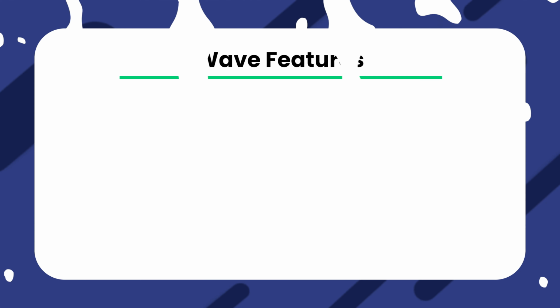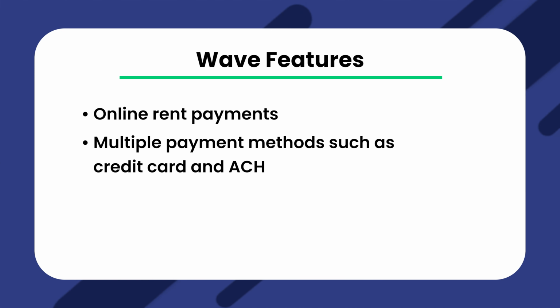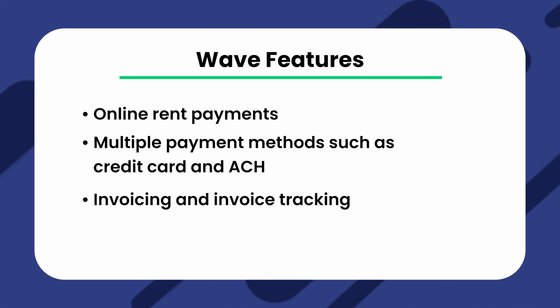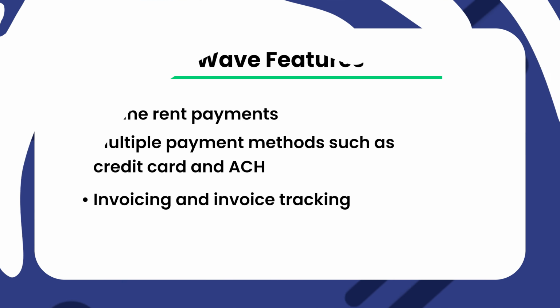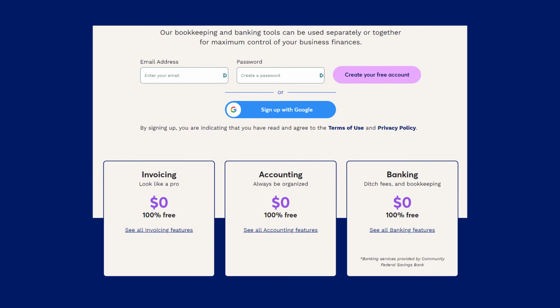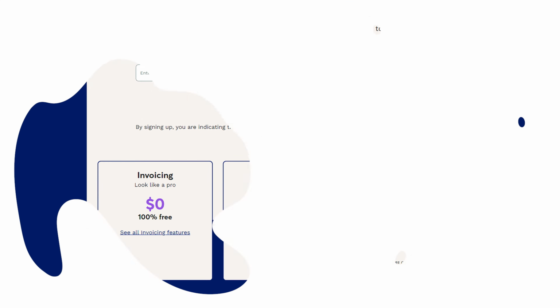Some of their features include online rent payments if you use their Connect Wave payment service, multiple payment methods such as credit card and ACH, and invoice and invoice tracking. Wave's pricing. Wave does offer a 100% free plan with no strings attached. You have limited features, but it's a great start if you have a small portfolio or a limited budget and just need something to get started.